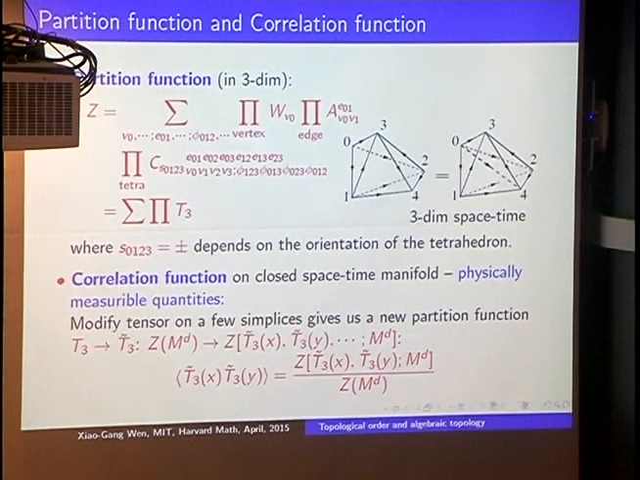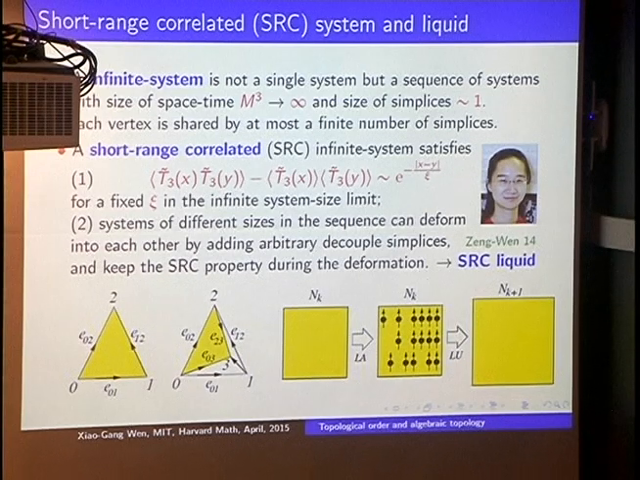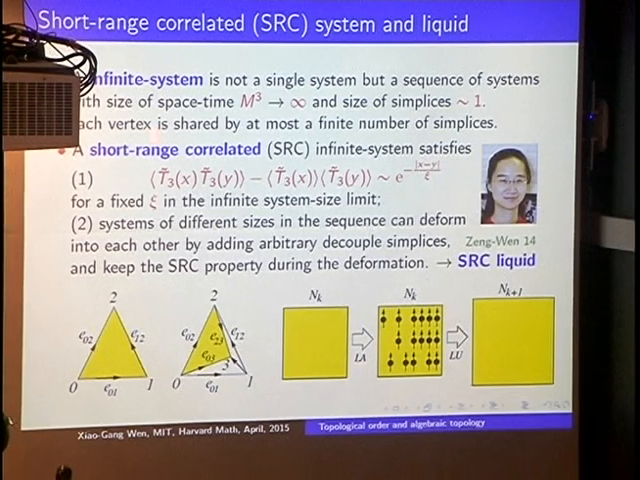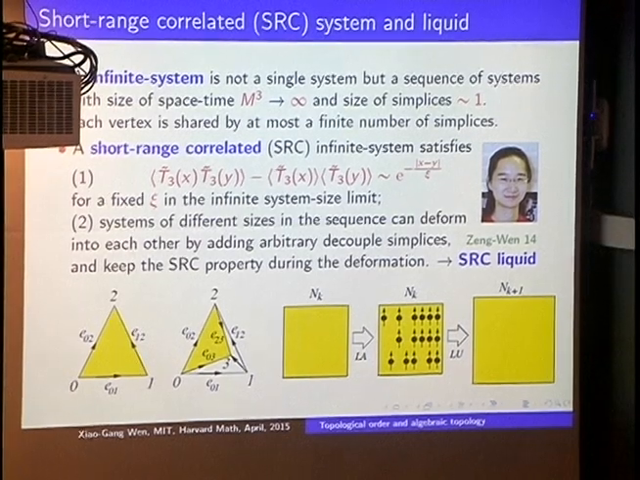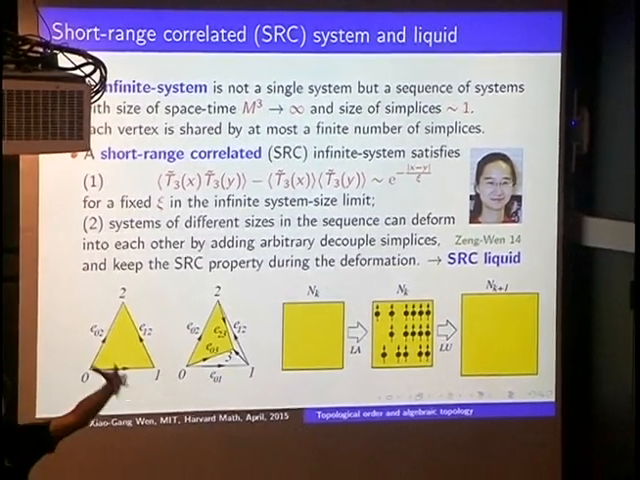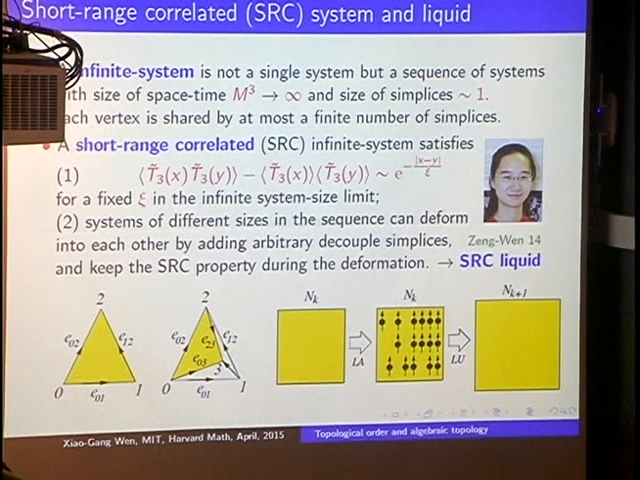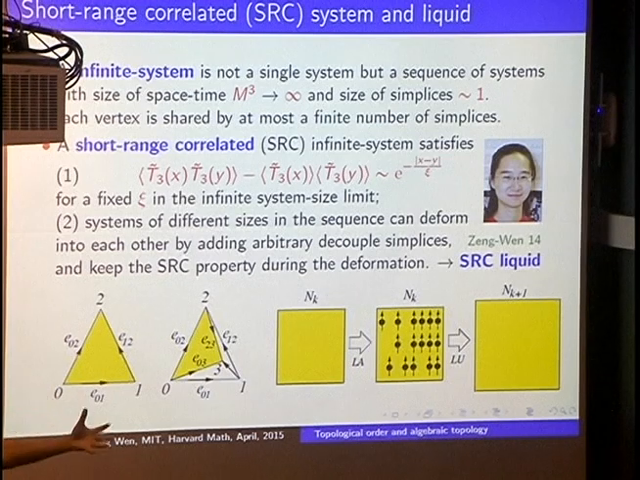So after this definition, now we can define the so-called short-range correlated system. Or in the Hilbert space language, it's a so-called gapped quantum system. For a short-range correlated system, there are two concepts involved here. First, there's a notion of an infinite size limit. The infinite size limit is the following. We have a space-time manifold. We do a finer and finer triangulation. However, we keep the size of a simplex order one, so each segment always has size order one. So when you have a finer and finer triangulation, that means the volume of the manifold should grow and grow. The system gets bigger and bigger. So we have this infinite size limit.